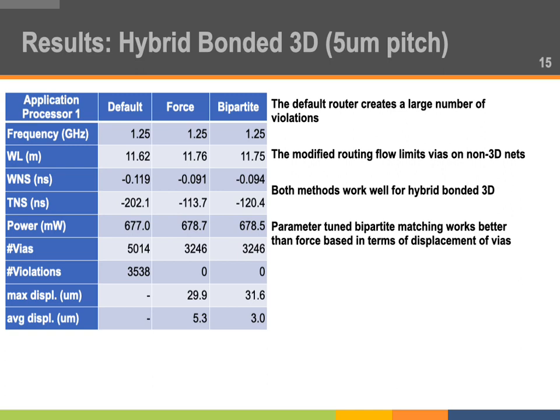The worst net improves slightly, but total net improves quite a bit compared to the default method.